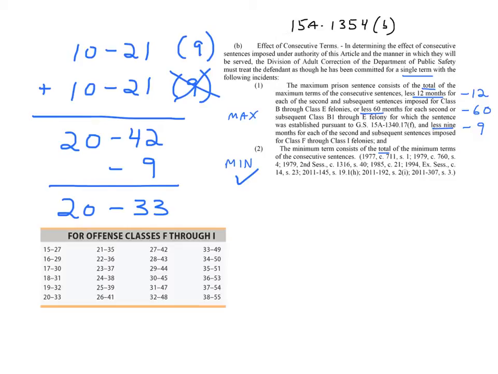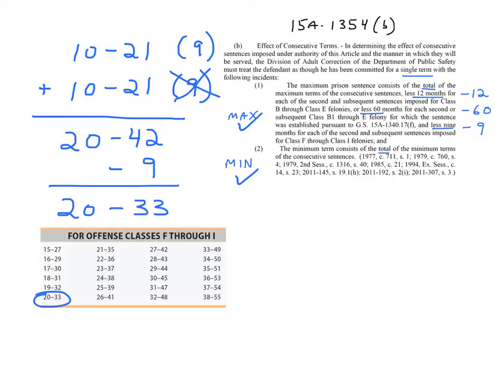If you think about it, that 33-month maximum is exactly what you'd expect for a 20-month minimum. If you looked at the sentencing grid for Class F through I felonies, you'd see that the maximum that corresponds to a 20-month minimum is 33 months. And so looking at the sentencing grid is actually a way that you can check to see if the math that you did on our maximum here is correct.